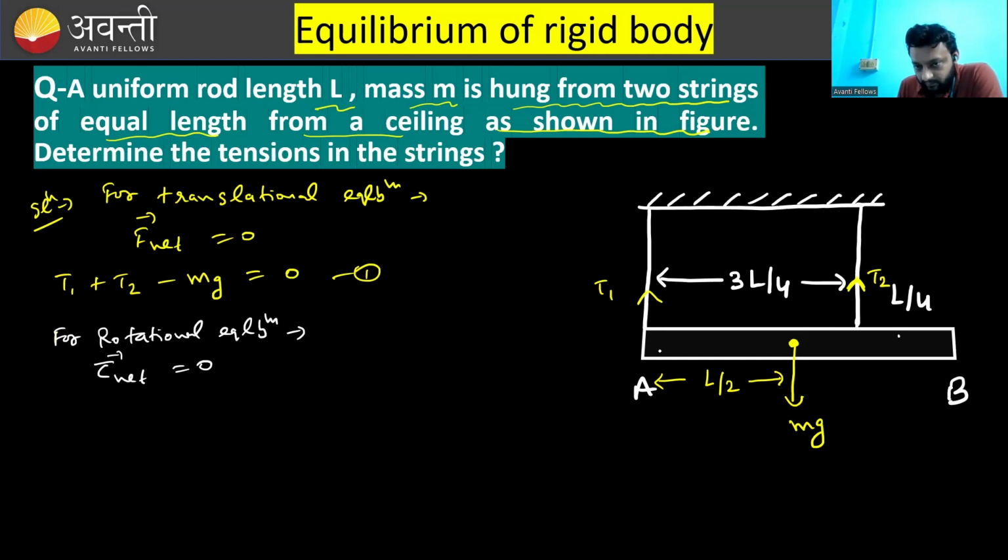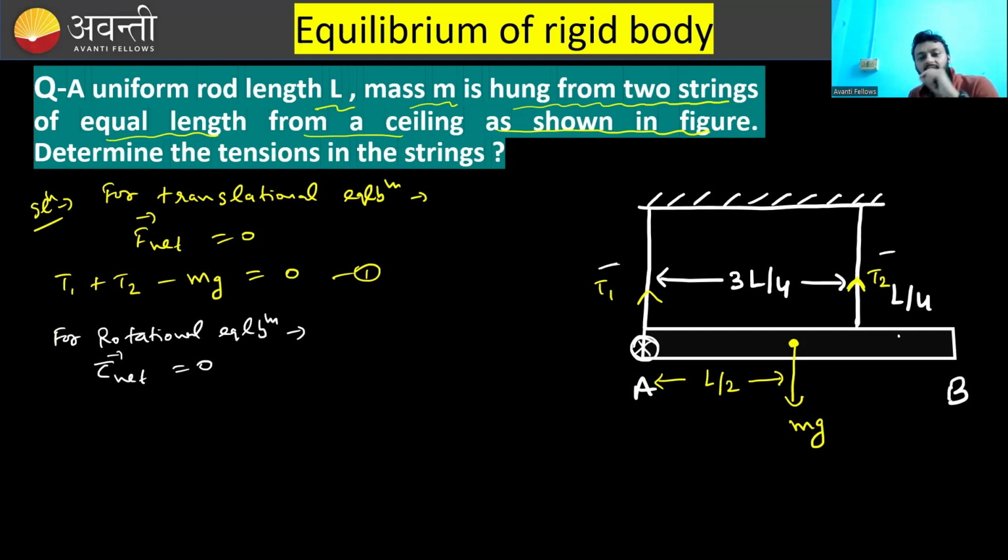For example, what are the variables? Variables are the things that we don't know. T1 is a variable that we don't know, T2 is a variable that we don't know. So try to minimize these variables. What if I take torque about point A? Equilibrium means it is not rotating about any of the axes, so I can choose the axis anywhere. So what if I take torque about A?